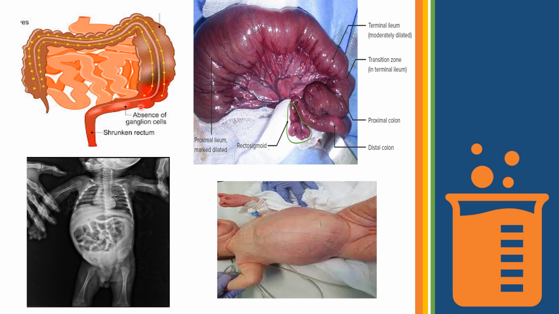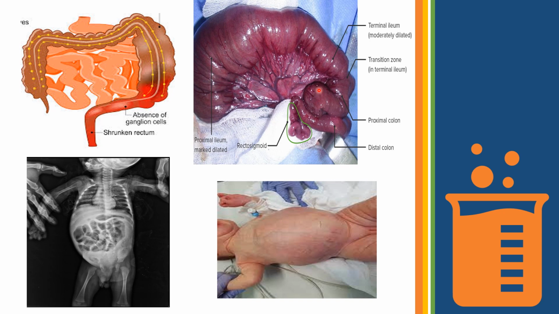So there will be accumulation of feces behind this part of obstruction, and that will result in what? A distended abdomen, or distension of the abdomen. Since this is the resected gut, we can see here the terminal ileum, this is the transition zone, this is the proximal colon, this is the distal colon, and here this is the rectosigmoid junction and the rectum. The rectum is very small, whereas beyond the rectum, all the proximal part is heavily distended. So that is Hirschsprung disease or congenital megacolon or aganglionosis.